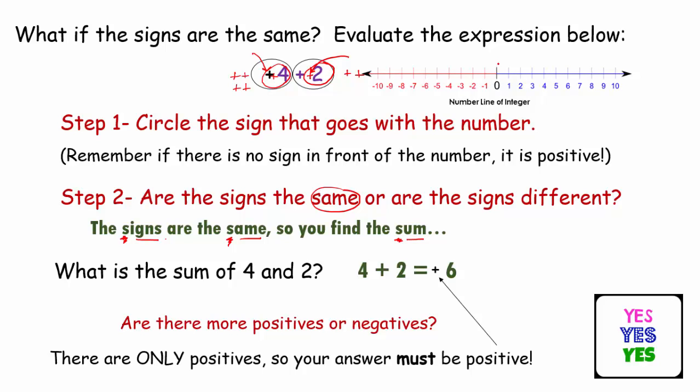+4 means I start at 0 and I move right 4. A +2 means I move right 2 more. And where do I end up? Yay, I end up right here at a +6, which is just where the rules got me.